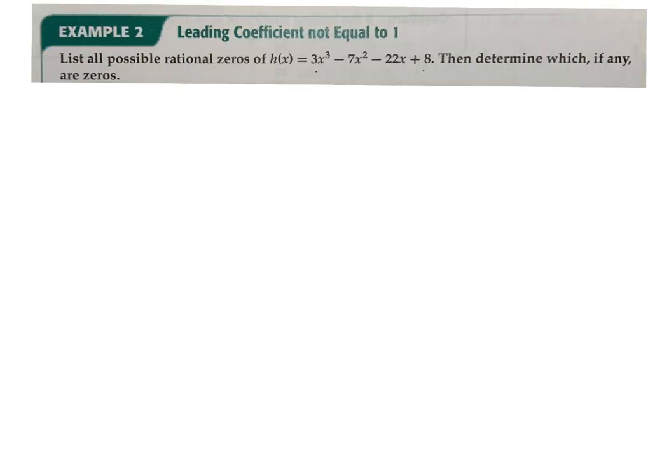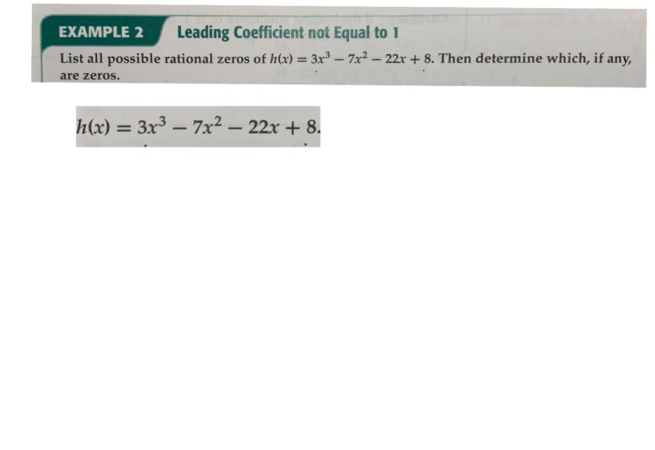So A and B had 1x squared or 1x cubed or 1x to the 4th, okay? You'll notice that this one has a leading coefficient of a 3, which means that instead of just looking at the 8, we're going to have to consider what happens if we put it over all the factors of 3 as well. All right, so we're going to look at all of our factors of 8. Well, that's going to be +1 and -1, right? That's going to be +2 and -2, +4 and -4, and +8 and -8. Those are all my factors of 8.